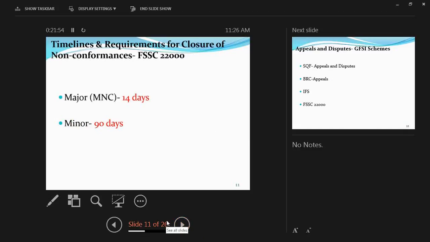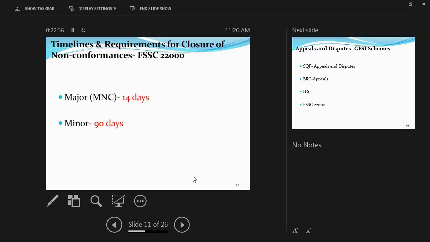The time frame to close NCs, and I told you there are 2 types of nonconformities in the case of FSSC. One is a major nonconformity, otherwise known as just nonconformity. The other one is minor nonconformity. If a minor nonconformity is identified in an audit, a proposed corrective action is required within 3 months, that is 90 days from the date of audit. The corrective action plan should be submitted within 3 months or 90 days, and the corrective action should be completed within 12 months after the audit.